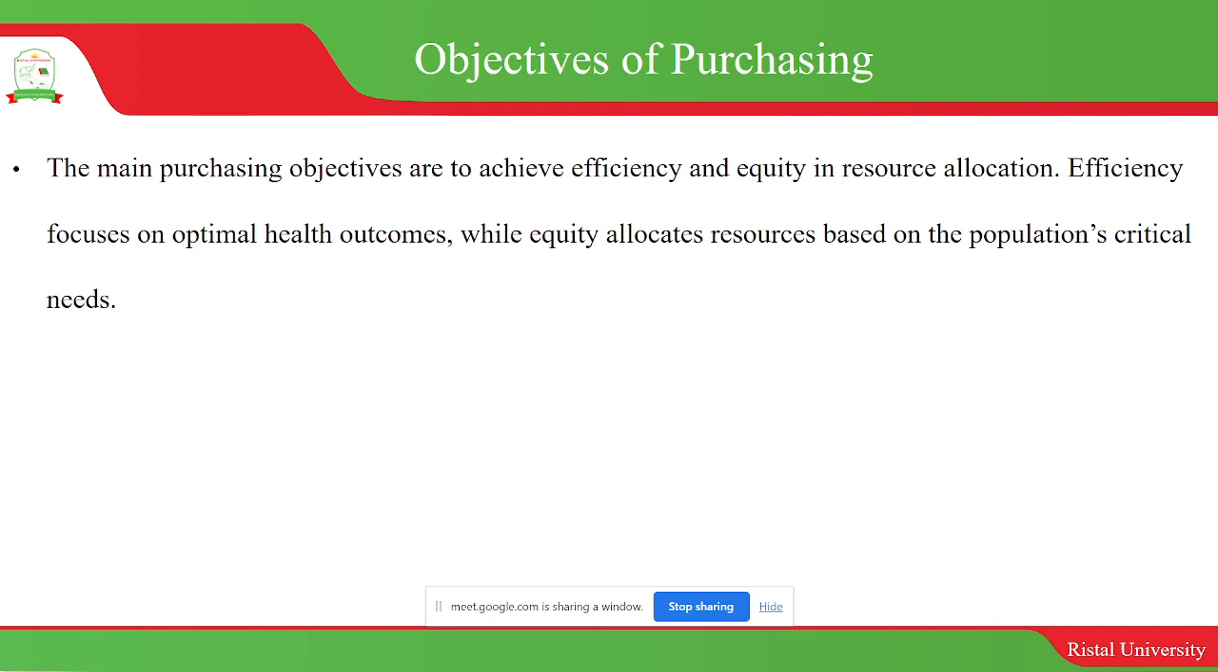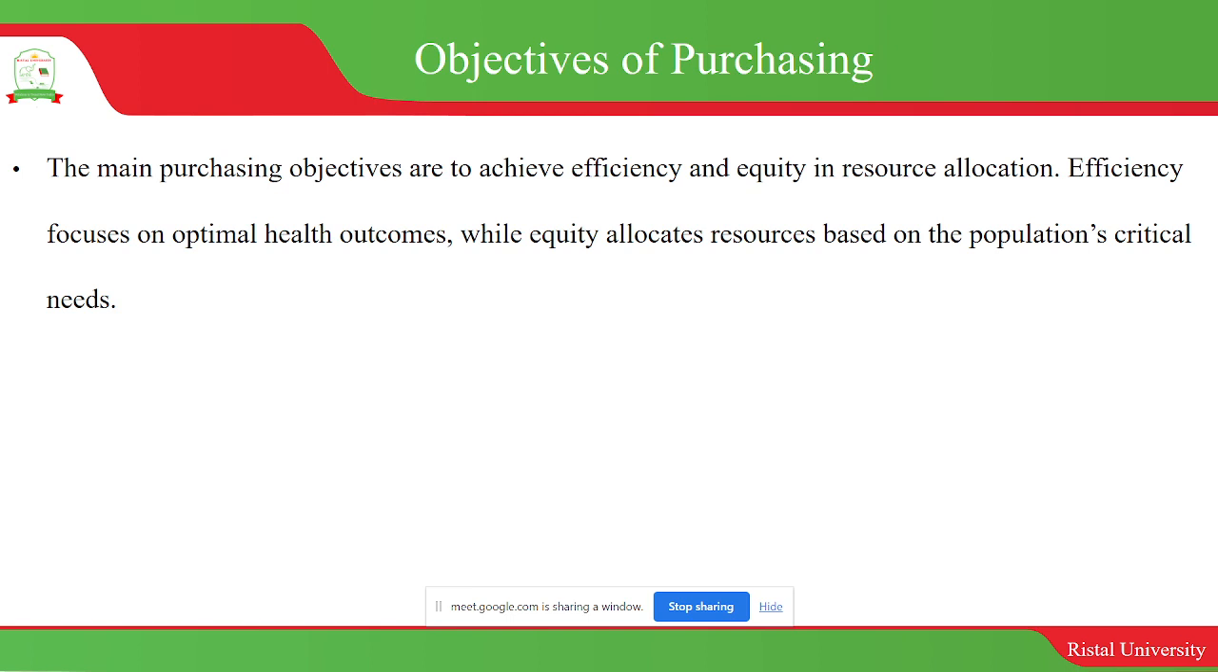So we have two major objectives when we are doing our purchasing. We need to achieve what we call efficiency and equity. Efficiency is associated with making sure that we limit wastage of resources, such that we have optimal health outcomes. You don't want to use a lot of resources to achieve minimal health outcomes.